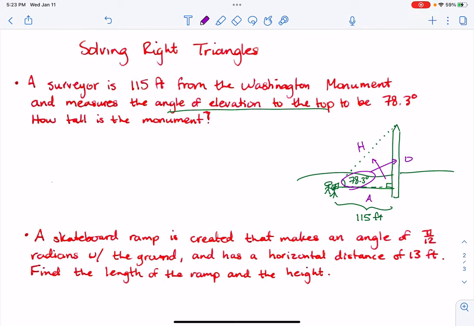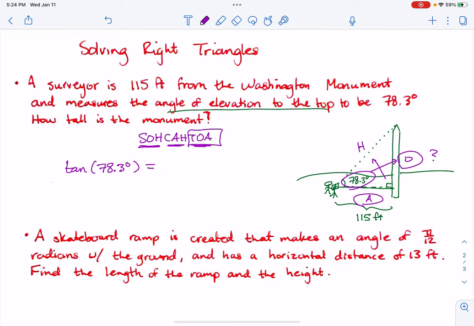Now, how tall is the monument? That's the opposite side. What is something that involves the opposite and the adjacent from SOHCAHTOA? Well, that's going to be tangent. Just write out SOHCAHTOA. You got this part, this part, this part. The only part that involves O, which is what we want to find, and A is the TOA. This is what we're going to use. So tangent of 78.3 degrees is going to be our mystery distance, I'll put a question mark there, over 115 feet.